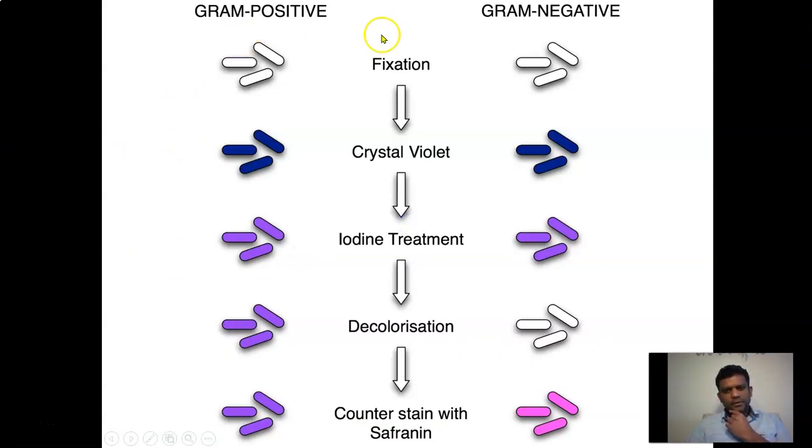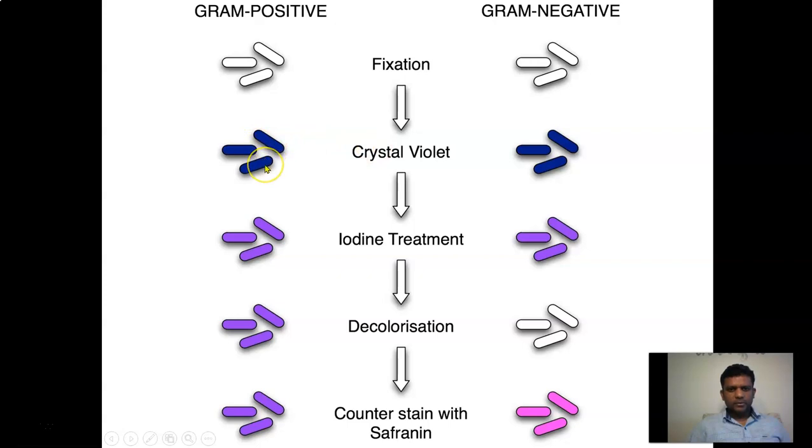So the gram staining process goes through several steps. In the very first step, you take bacteria and you attach them to microscope slides in a process which is called fixation. So you put some bacteria on the slide and then expose the slide to heat, and the heat fixes the bacteria to the slides. So if you have gram-positive bacteria or gram-negative bacteria, they can both be fixed using heat.